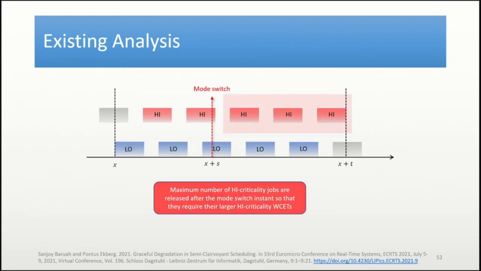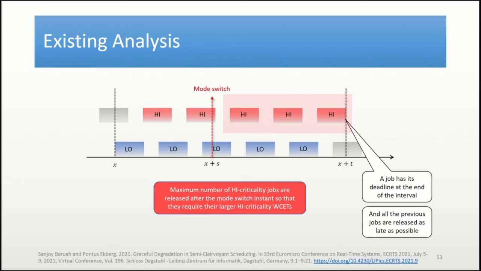The worst-case scenario for a high criticality task is realized when a maximum number of its jobs are released after the mode switch instant so that they require up to their larger high criticality WCETs. This corresponds to the case where a job has its deadline at the end of the interval and all the previous jobs generated by the task are released as late as possible.